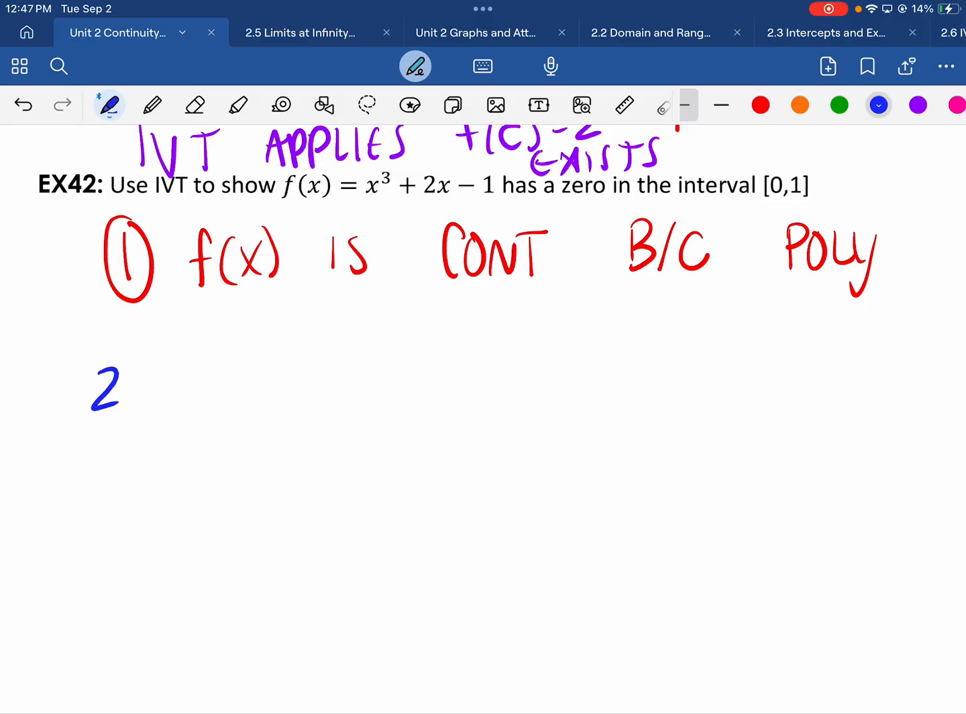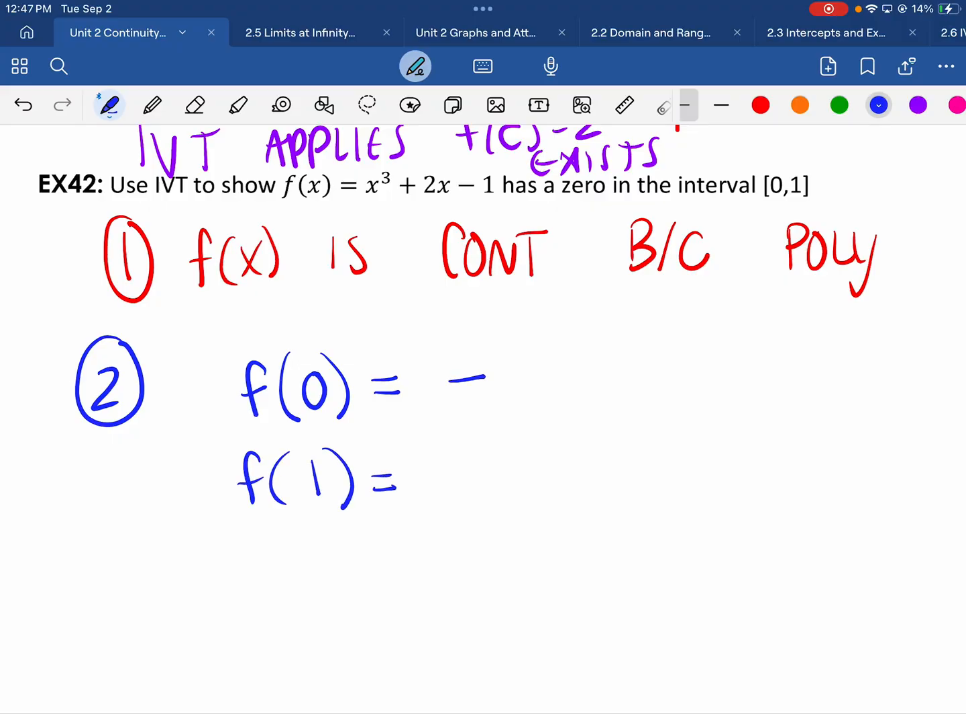All right, so the second thing, we have to find our y values. What are we going to plug into the function? 0 and 1. When you plug 0 in, what do you get? -1. When you plug 1 in, 1 plus 2 minus 1 is 2. Now, what are you trying to prove exists? A 0. Yes, so we're trying to prove that there's a 0, which means the number 0 exists. Is 0 between -1 and 2? Yes, so -1 is less than 0 is less than 2.